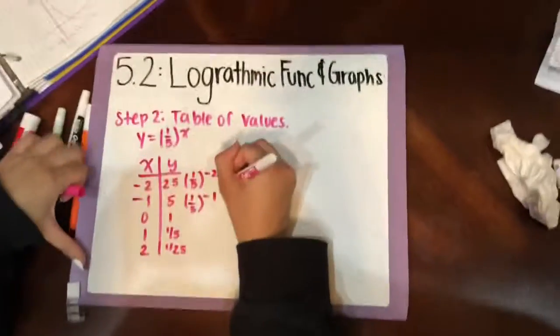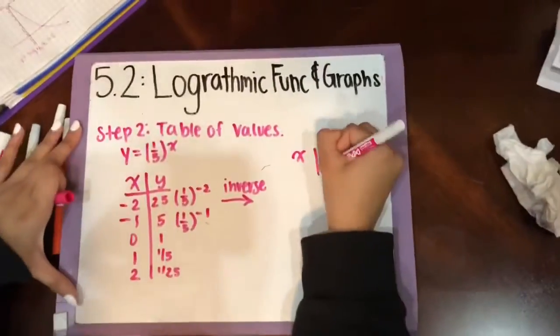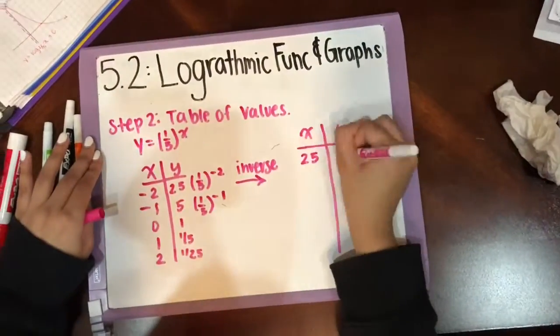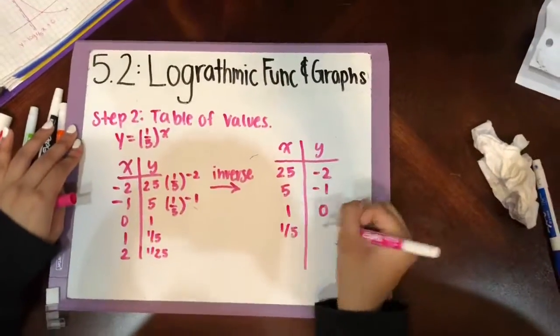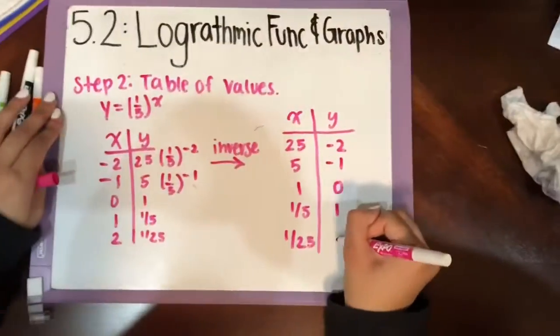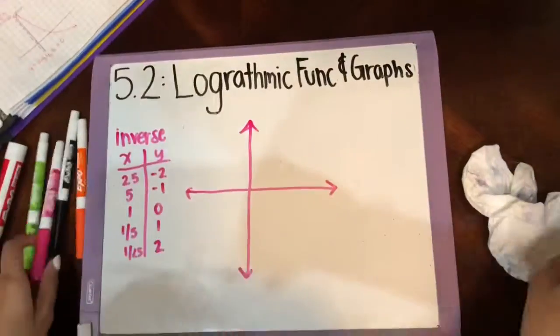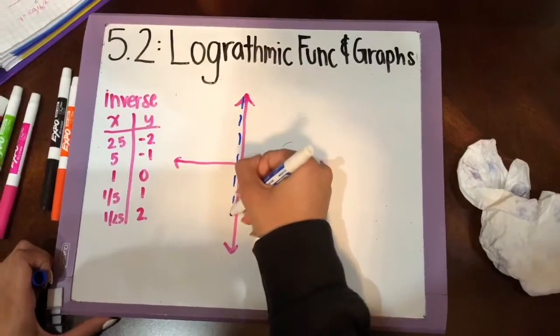So now from there, you want to convert the graph into an inverse function graph. So what you do is you switch the x and y coordinates. So you would get (25, -2), (5, -1), (1, 0), (1/5, 1), and (1/25, 2). Now that you have completed your final table of values, you would graph the final answer.